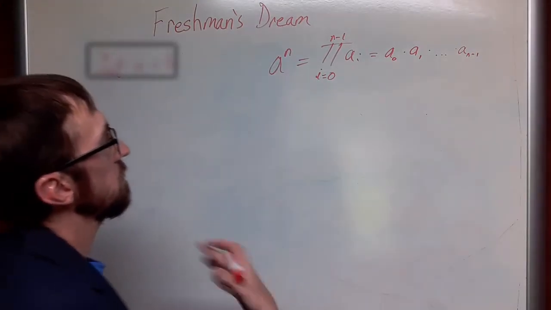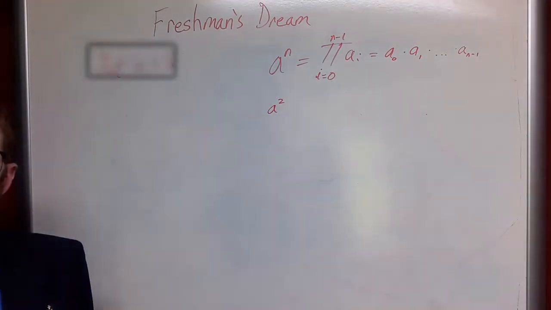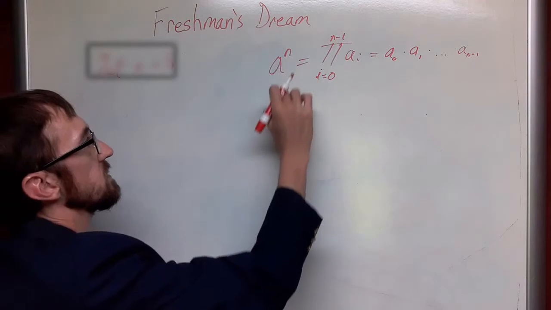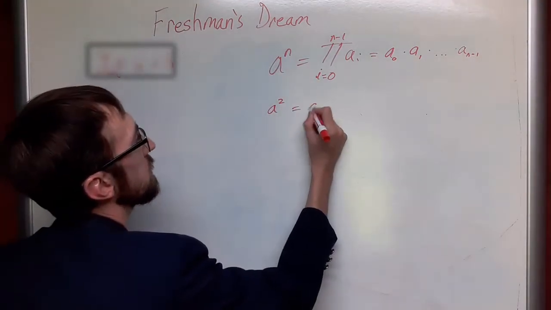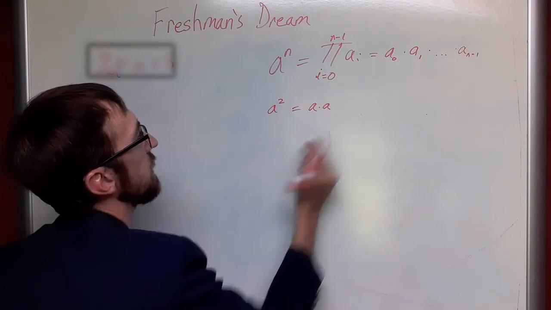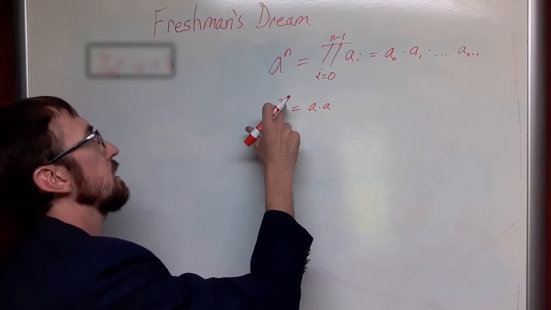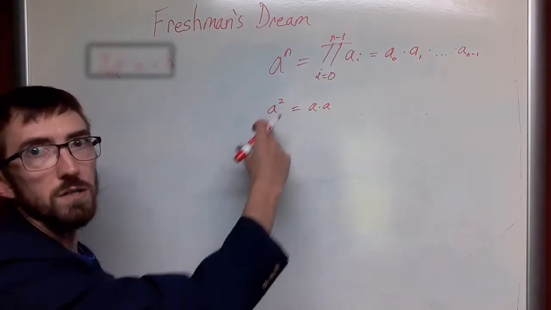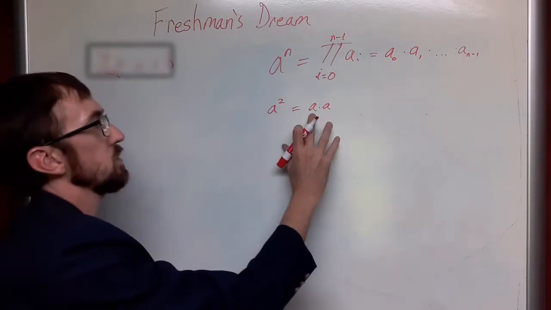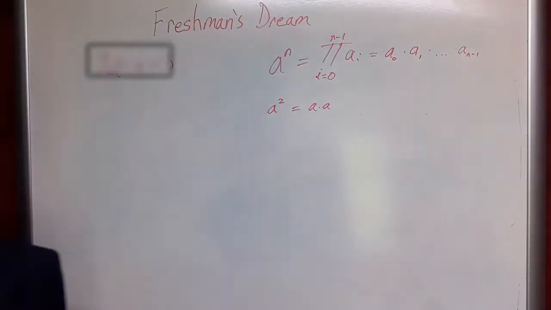All right, so we want the product of this. I think many of us know, when we're looking at something like a squared, we fix this n value as a 2. We are looking at a times a. This is our sub 0, this is sub 1. Our n value is 2, so 2 minus 1 is 1, so we have 0, 1 here. So we're looking at a times a.